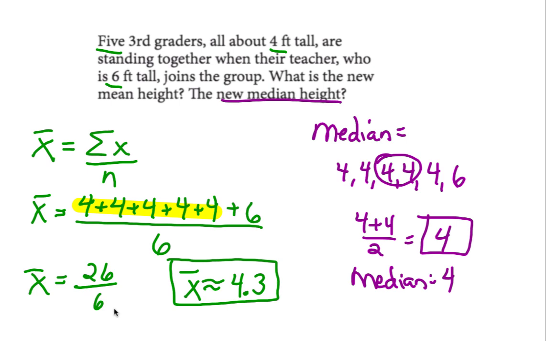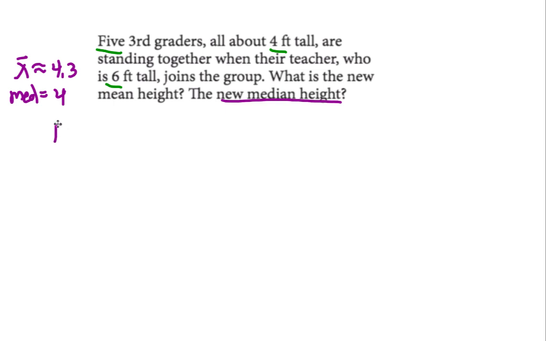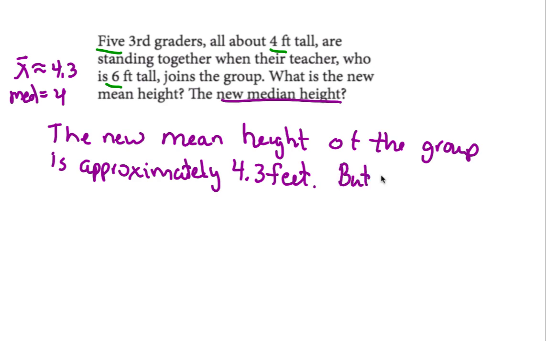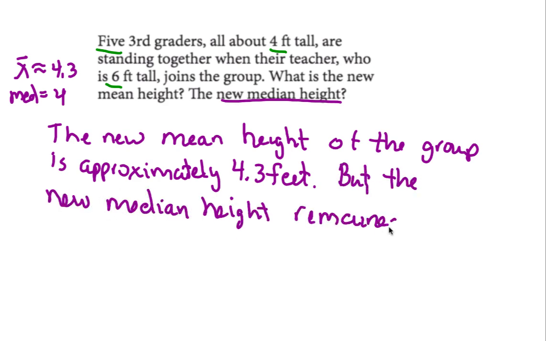Since this is a word problem, what you need to get in the habit of, anytime that you have a word problem, is to translate what our answers are into sentence form. You can write something like, the new mean height of the group is approximately 4.3 feet, but the new median height remained the same at 4 feet.